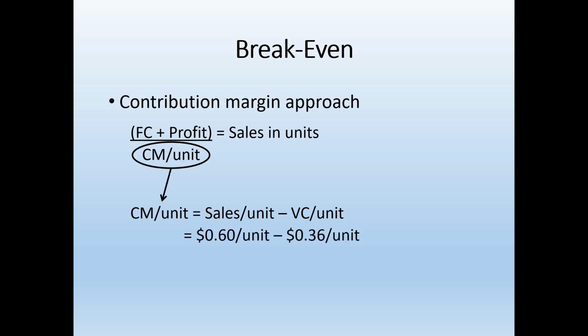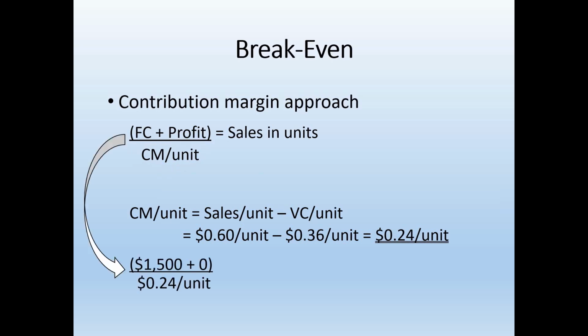For this firm, sales revenue per unit is 60 cents. The variable cost per unit is 36 cents. That gives us 24 cents of contribution margin for each unit. In other words, each unit contributes 24 cents either to cover fixed costs or for firm profits after it has covered its own variable costs.